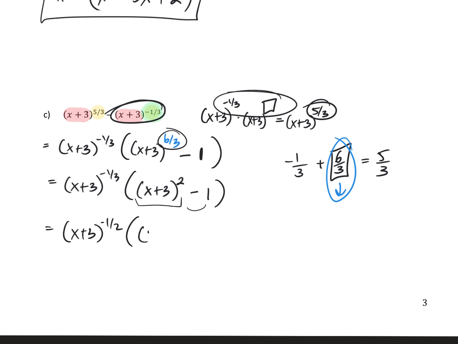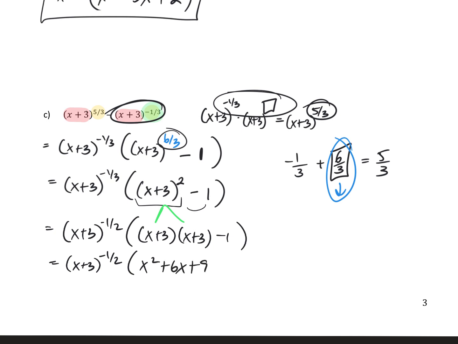So that's going to be x plus 3 times x plus 3 again. Factoring this out, it splits into that, and the minus 1. That'll be x plus 3 to the negative half times x squared plus 6x plus 9 minus 1, which is x plus 3 to the negative half times x squared plus 6x, and lastly, plus 8. Whew, okay, that was a lot.